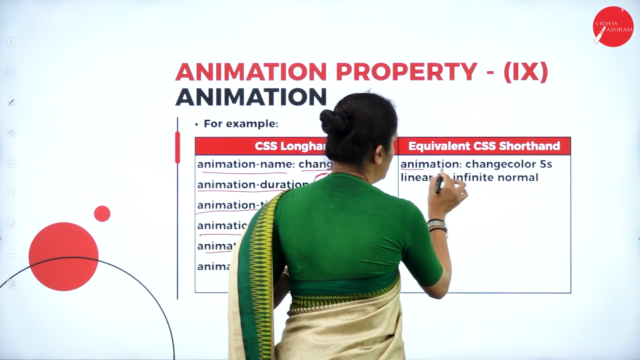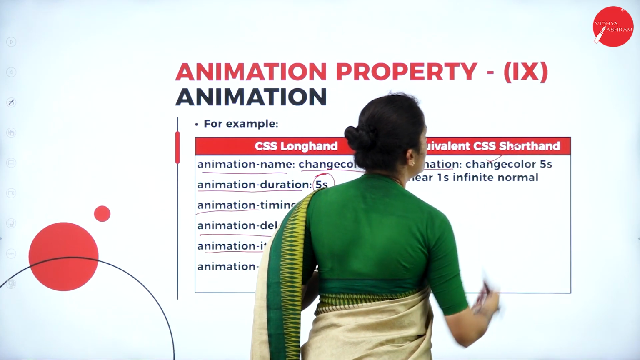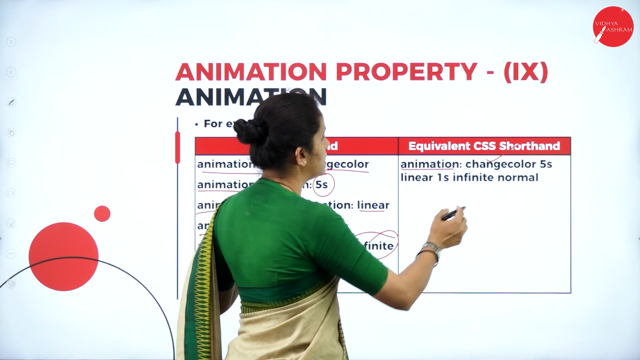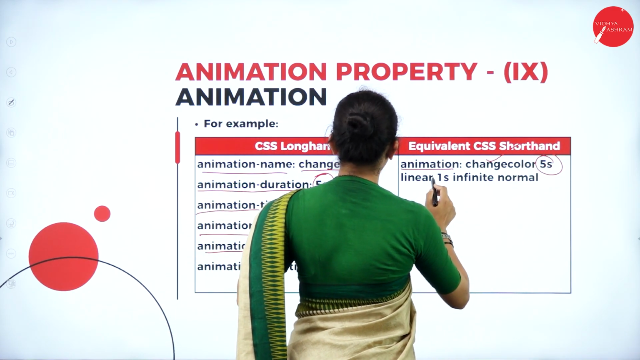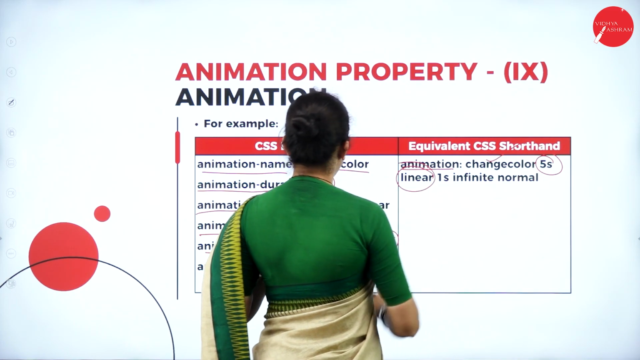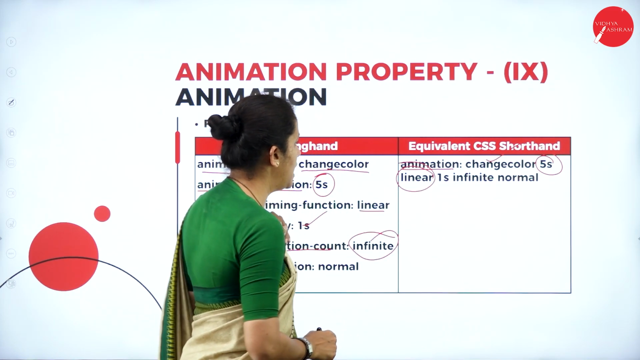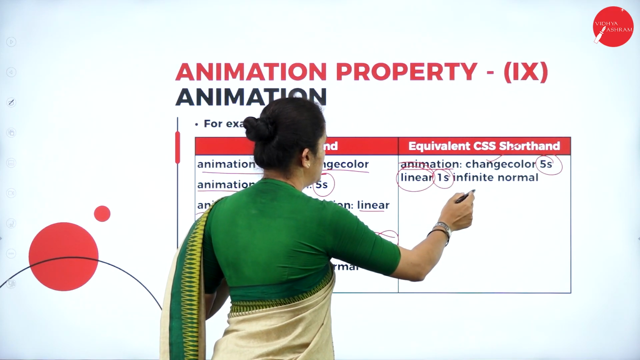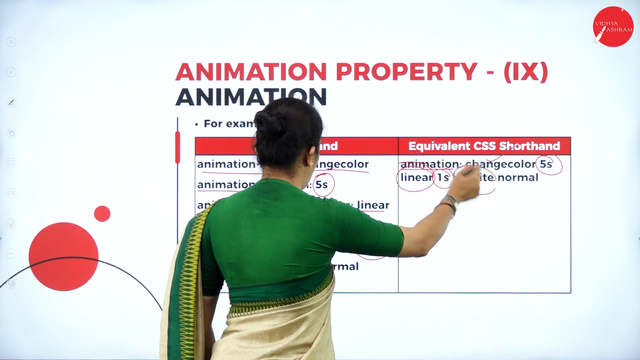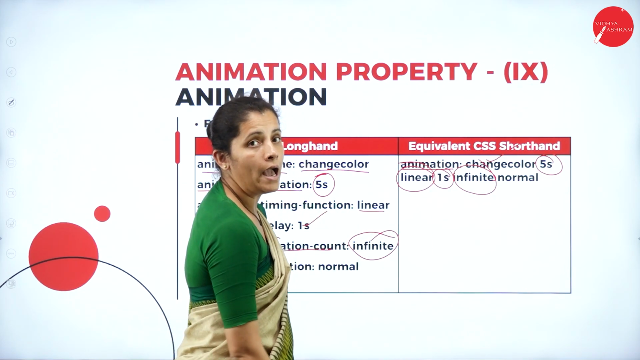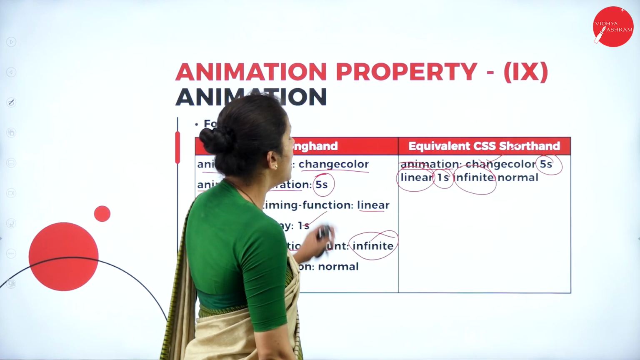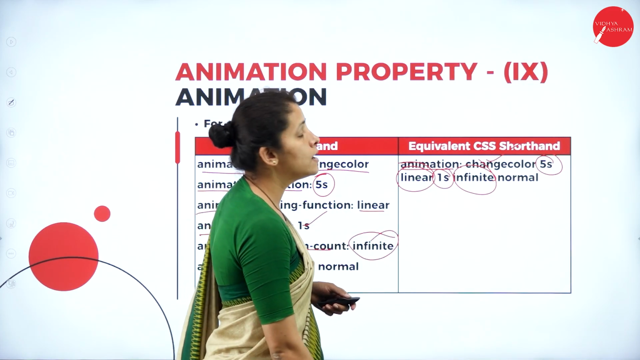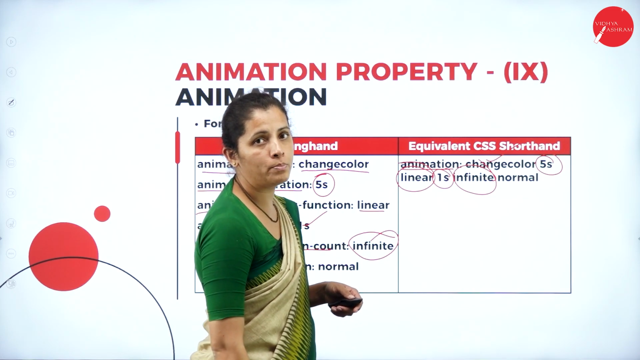So I have animation, which is the name of the animation, then the animation duration, and I'm going to specify the animation timing function, the animation delay, the animation iteration count, and the animation direction. So I'm going to write all of this in one single line, which is called a multiple CSS property.